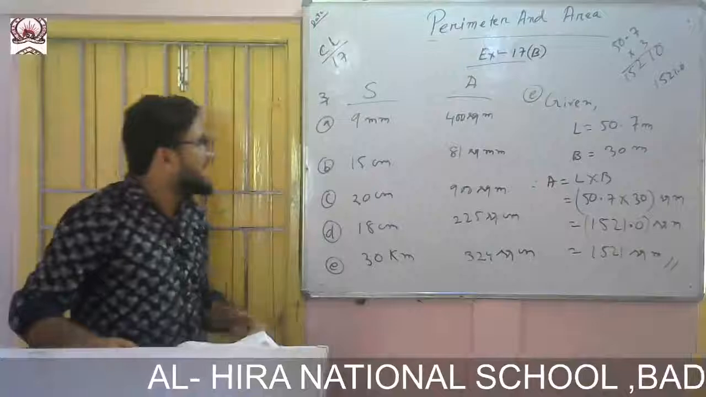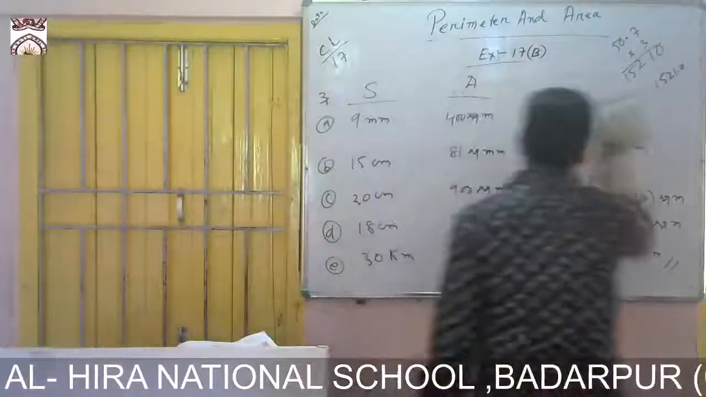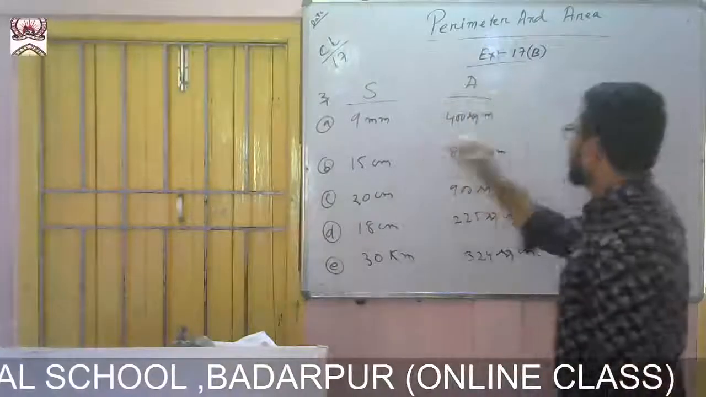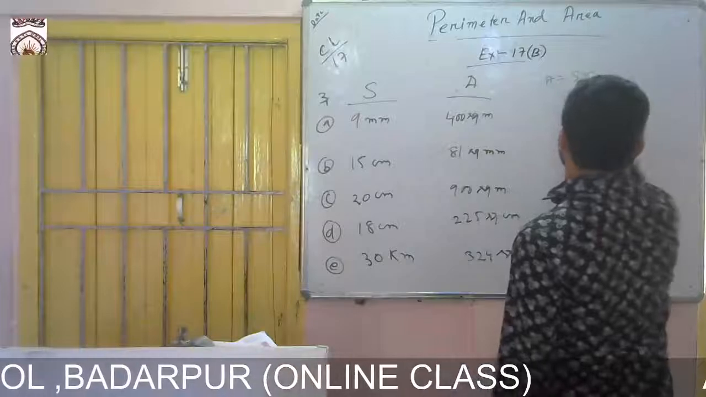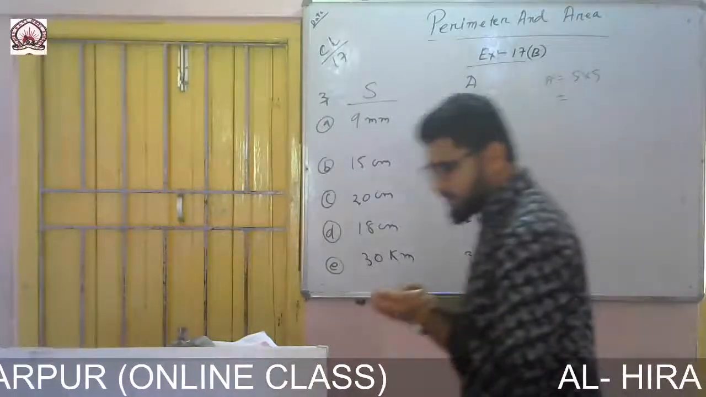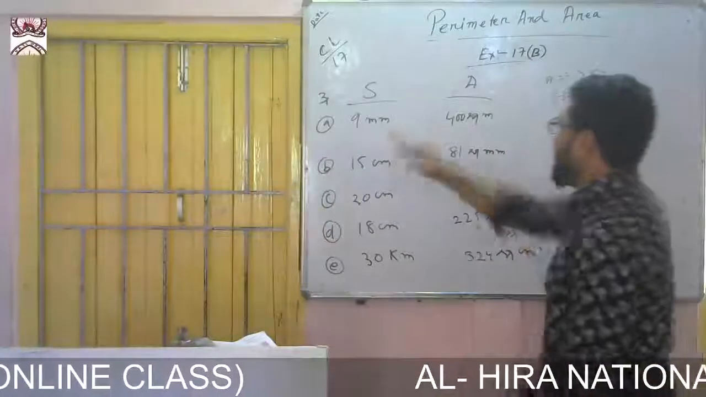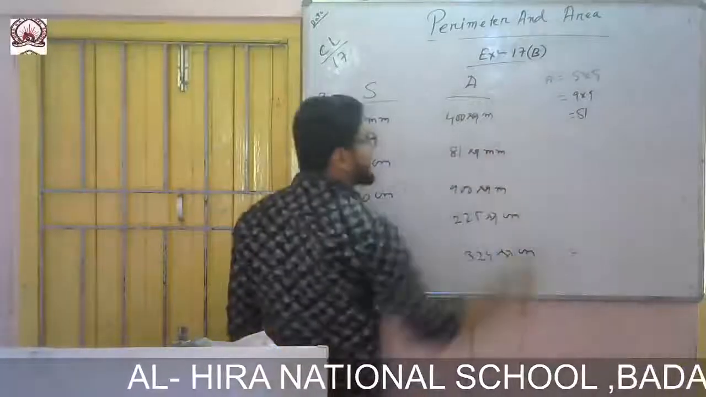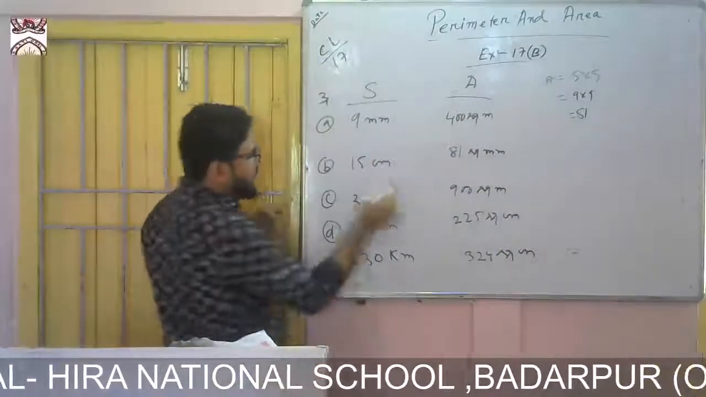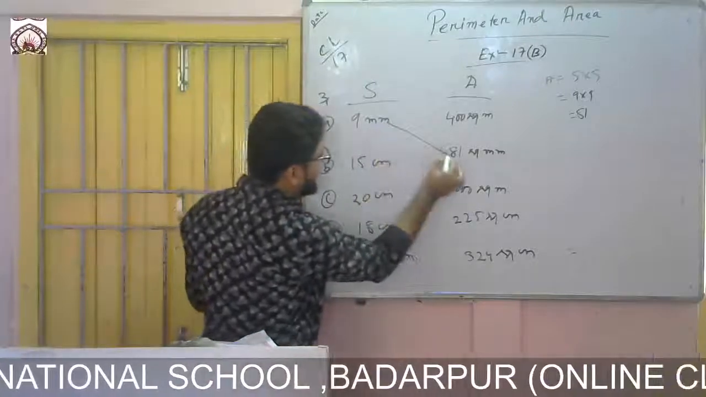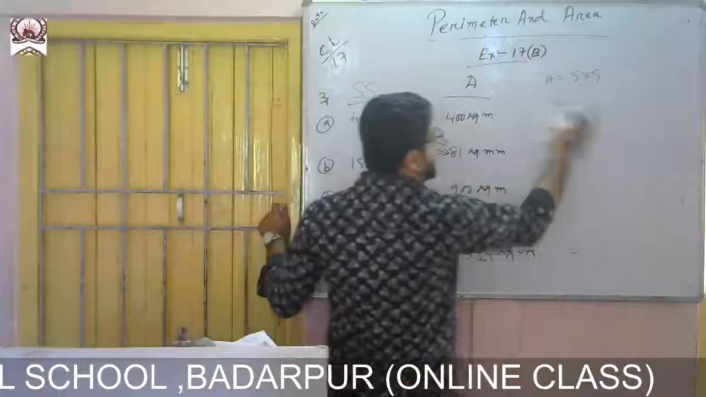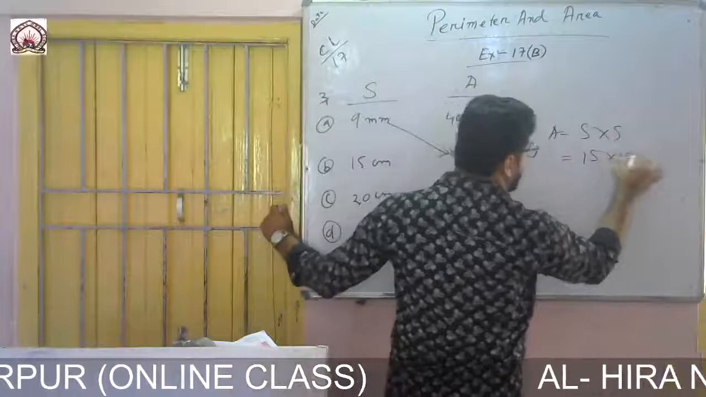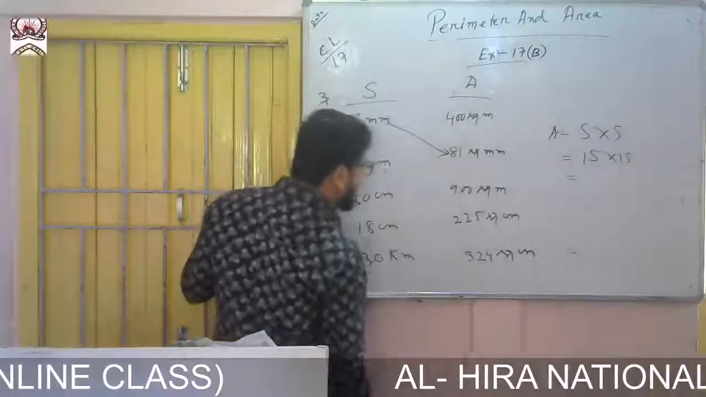So we know area equals side into side. We'll be using this formula to match with area. Area of a square is side into side. Side given 9, so 9 into 9 is 81. So 9 is matching with 81. Now next 15. Area equals side into side, so 15 into 15. If you multiply 15 into 15, what is that?